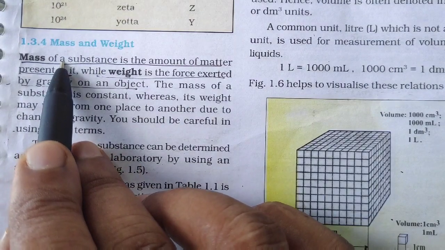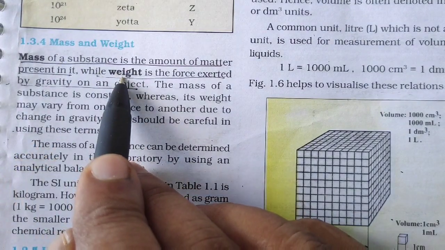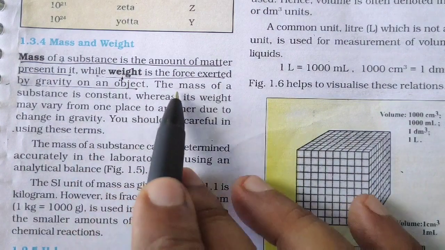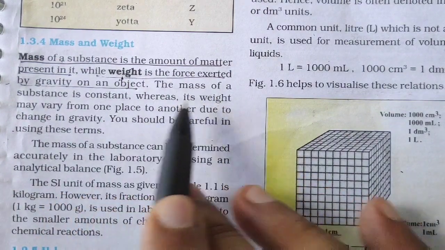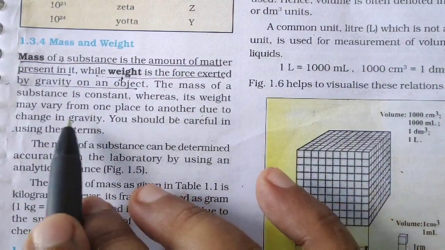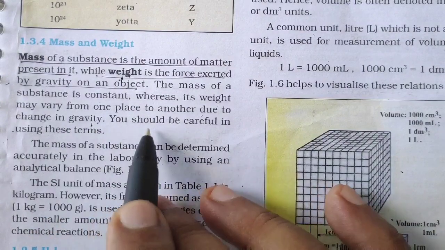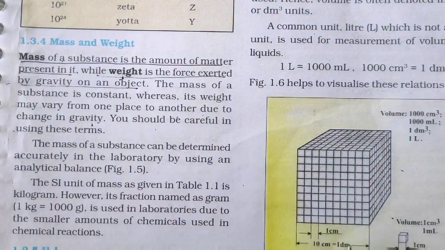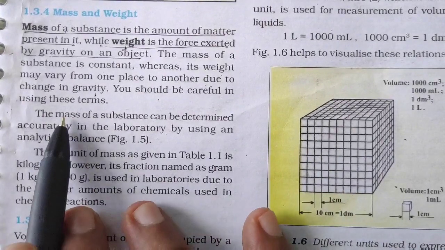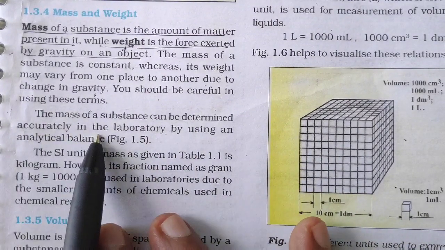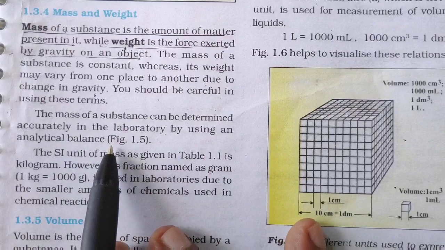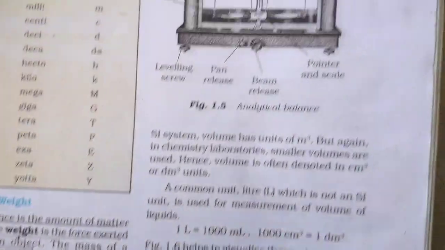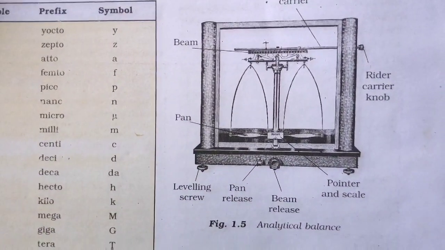So we can say mass is constant, but weight cannot be constant. It depends upon the gravity. The mass of a substance is constant, whereas its weight may vary from one place to another due to change in gravity. You should be careful in using these terms. Okay. Now here what is given? See, the mass of the substance can be determined accurately in the laboratory by using an analytical balance. Now what is analytical balance? Here it is given. Here you can see.